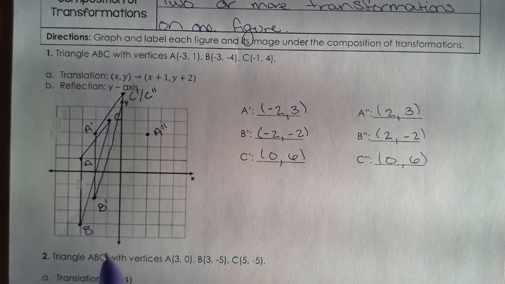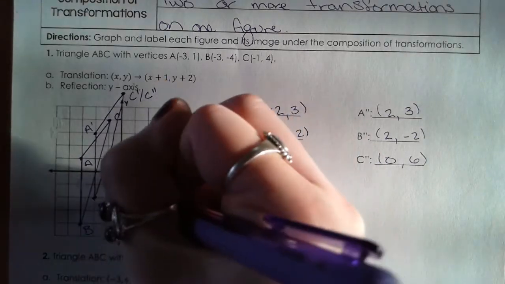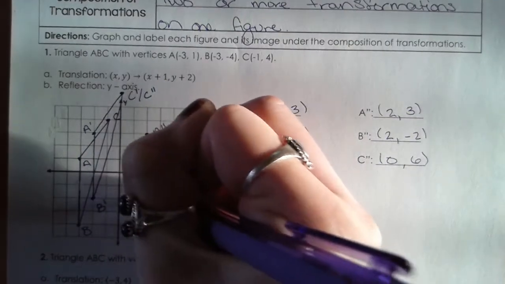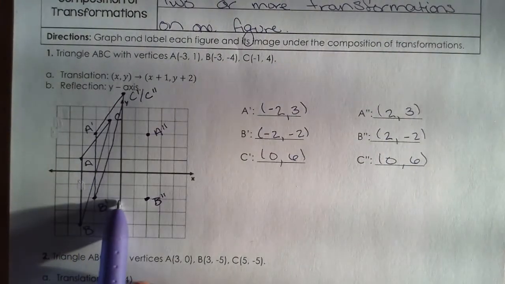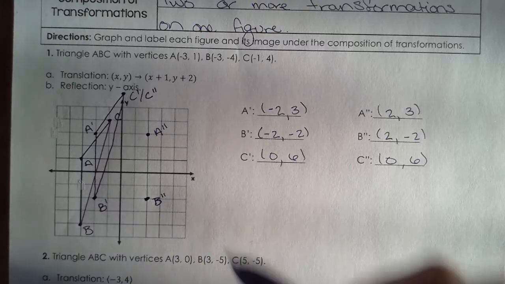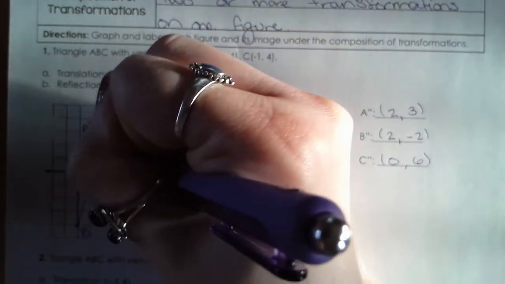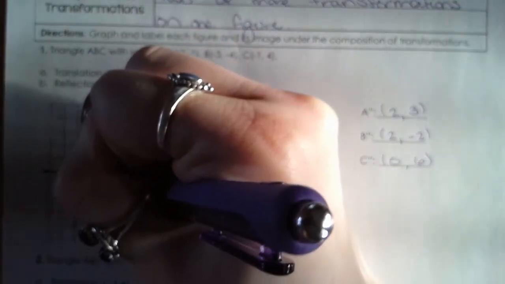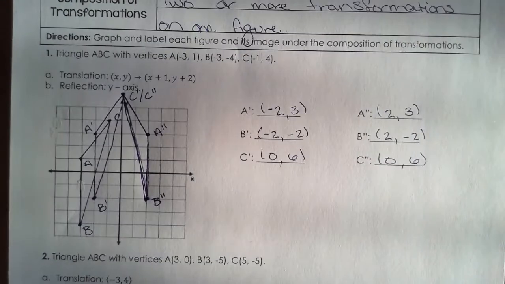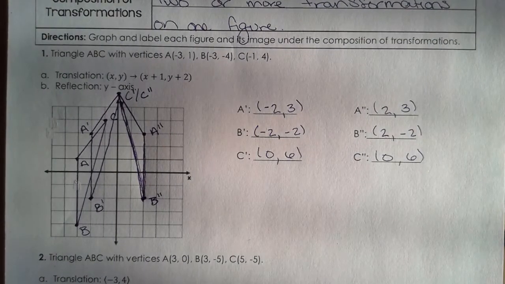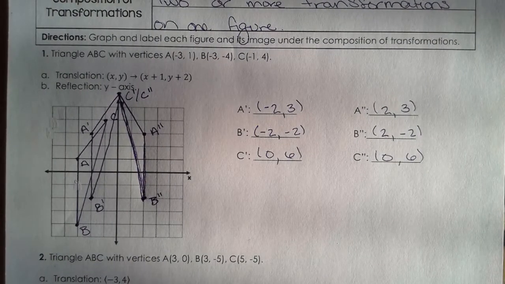And B double prime is right here. If you forget the rule, that's okay. Just go ahead and count how many spaces away from the y-axis you are and reflect on the other side. I don't love memorizing rules, so whenever you forget your rules, you can always do that. All right, and that is our final triangle.